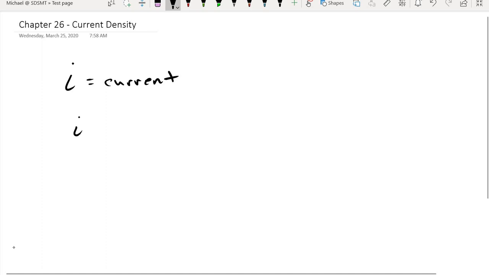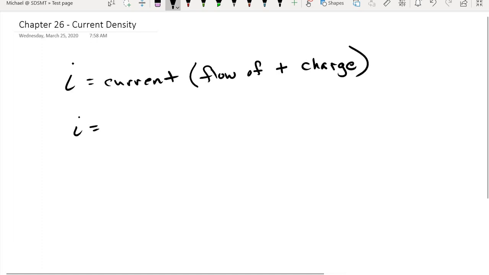And current, that's going to be the flow of positive charge in a system. Even though we kind of know better nowadays that it's actually electrons that are moving through our wires and all of our electrical systems.